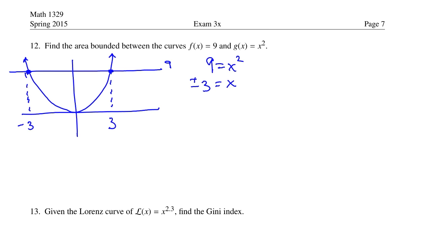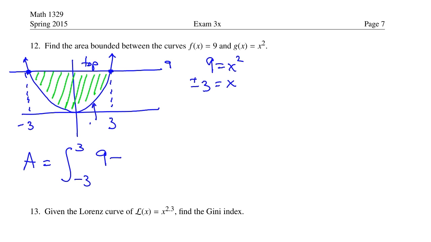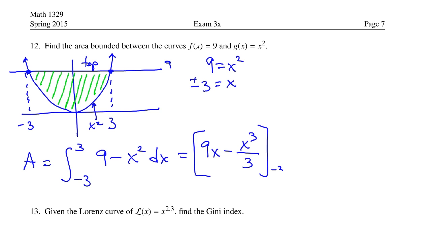So the area that we are looking for is the area bounded between these two. And they never intersect again, so we're good to go. So area is the integral from the bounds, so -3 to 3, of the top one, 9, minus the bottom one, which is x squared dx. And so we integrate, we get 9x minus x cubed over 3. We evaluate that from -3 to 3.